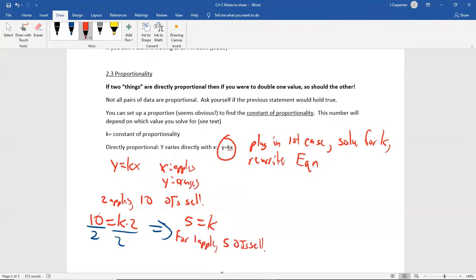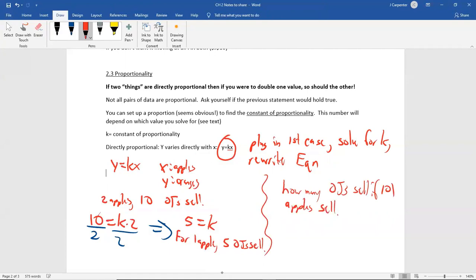Now, it's not the other way around. It's not for every 1 orange, 5 apples sell. That would make sense because it was 2 apples to 10 oranges. So you've got to make sure that you make that statement in the appropriate order. So then what I could do after that is say, well, how many oranges sell if 101 apples sell?